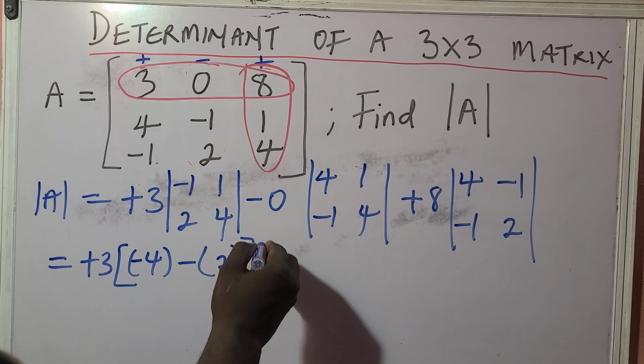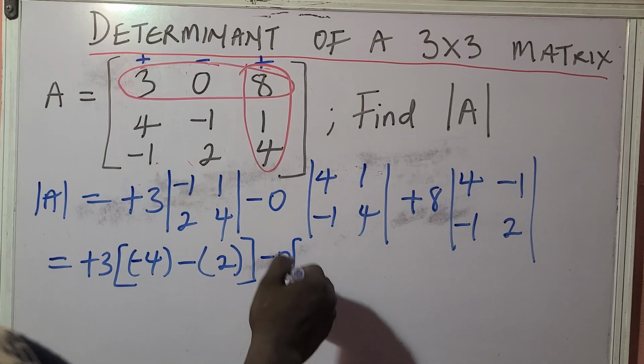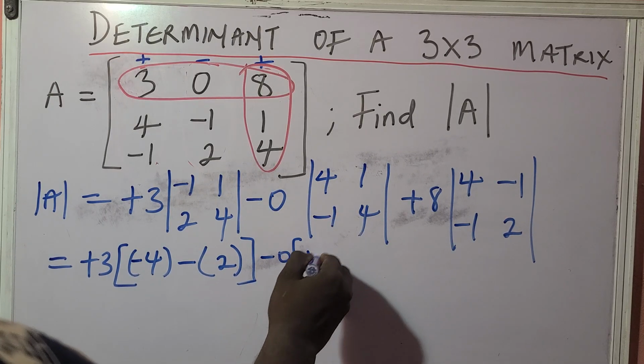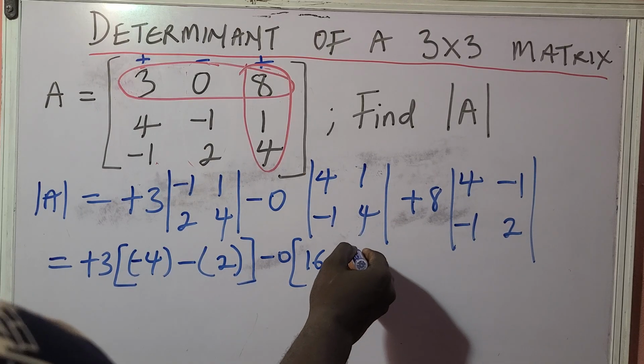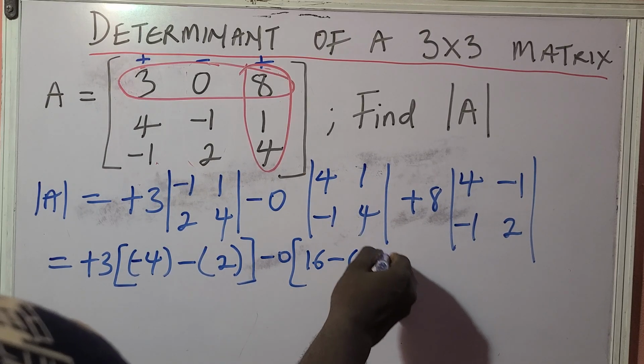Now the next one you have minus 0. Then you have 4 times 4. That will be 16. Minus 1 times 1. That will be minus 1.